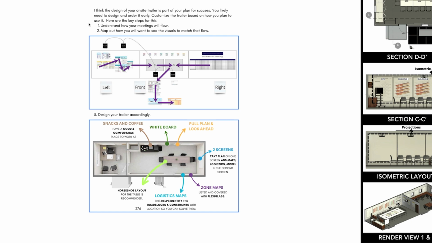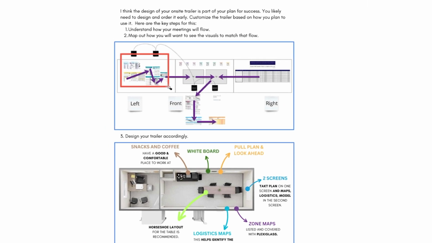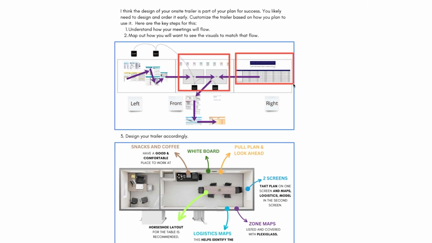And one of the things that I talk about in here is how to understand how your meetings will flow and map everything out in your trailer to how you want to see that flow, and then design your trailer accordingly. So one of the big things that I do is I say, hey, where do I want my boards? Where do I want my TVs? Where do I want my pull planning area or my other visuals?